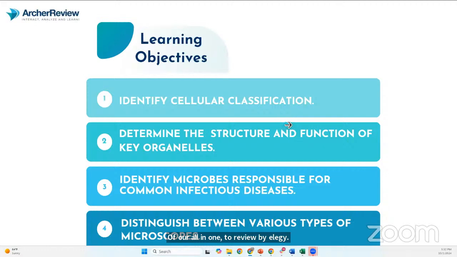Our learning objectives for this category include identifying cellular classification, determining the structure and function of the key organelles within cells, identifying microbes that are responsible for disease, and then distinguishing between the various types of microscopes.